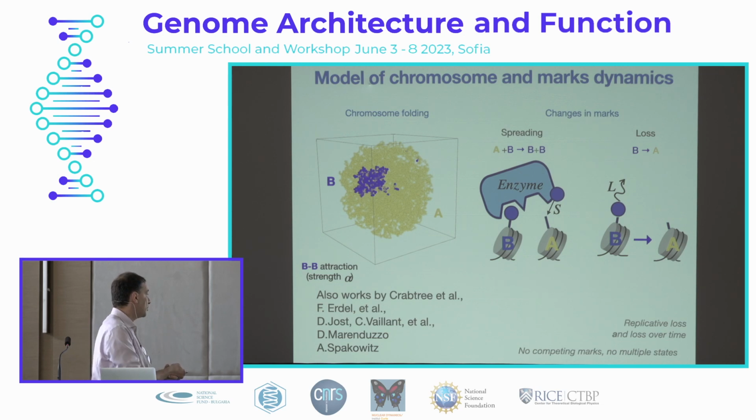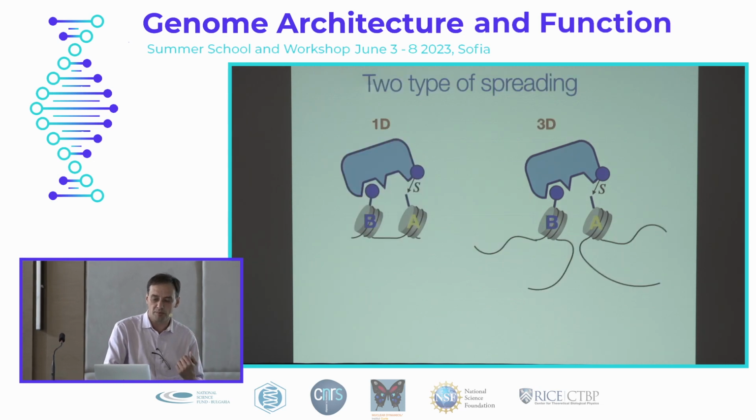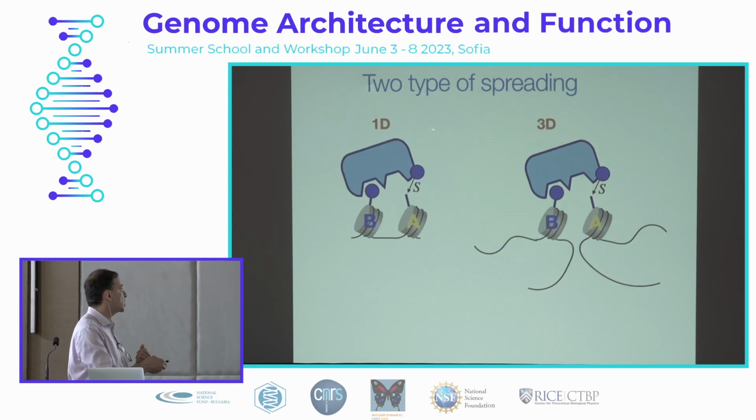And again, Andy Spakowitz, Davide Marenduzzo, Daniel Jost, Fabian Erdel, and many others have considered this class of models and have seen problems retaining the memory for many generations. So we decided to revisit what's going on and whether we can find conditions that would enable long-term memory. We considered two situations: one with 1D spreading of the marks, and another with spatial spreading of the marks.